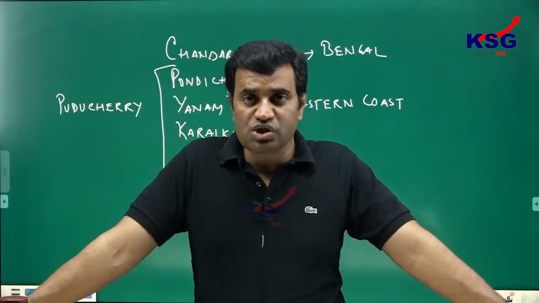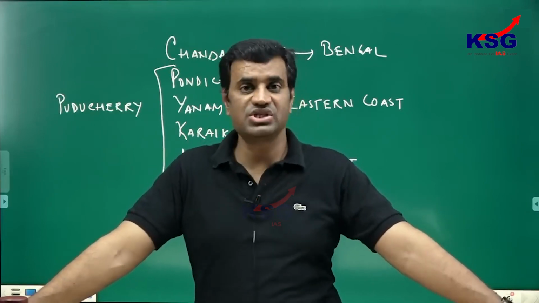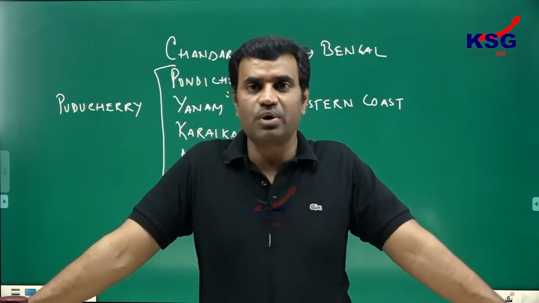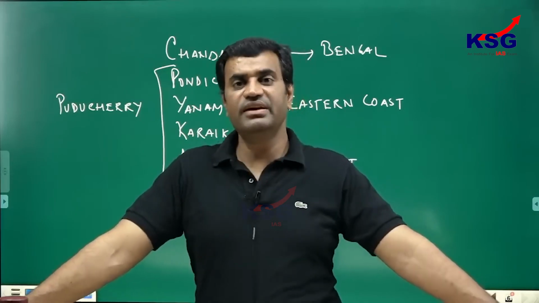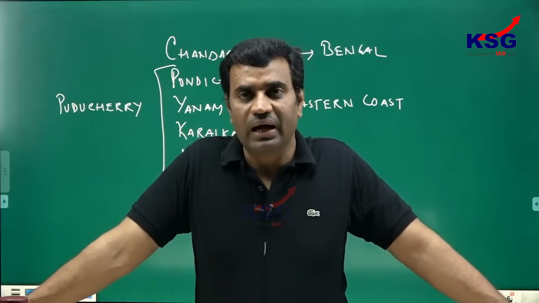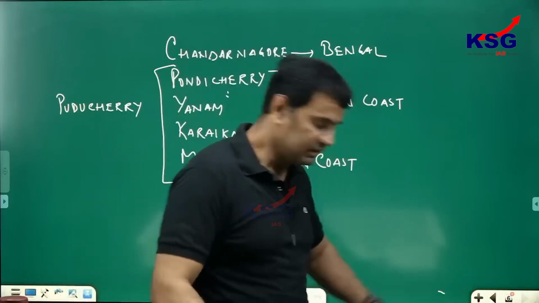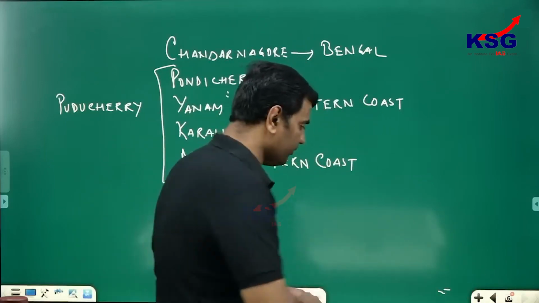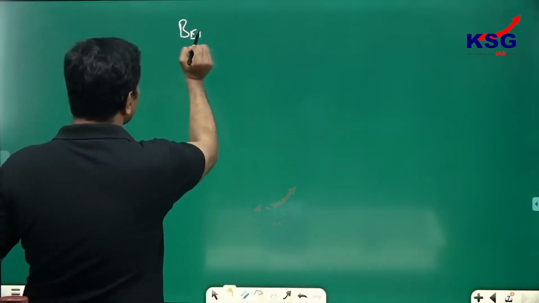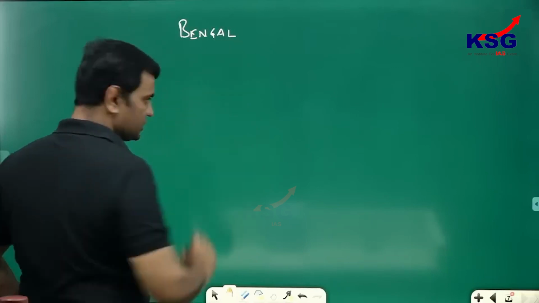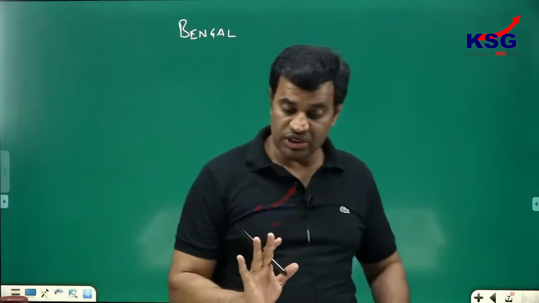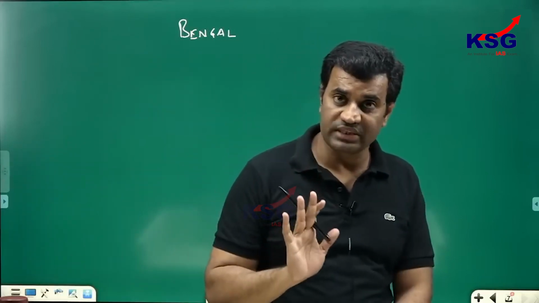The first province to be annexed by the British in India was the eastern province of Bengal, which even included the provinces of Bihar and Odisha. So first of all, we'll discuss the conquest of Bengal province. Let us look into the history of Bengal province. Understand chronologically, you get questions from all these political conquests.